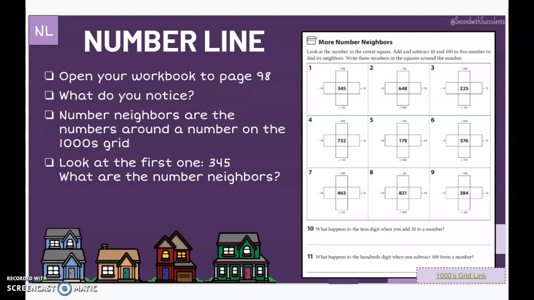Today, we will be finding more number neighbors. Open your Number Corner book to page 98. Have a look at this page and think about what you might notice. This page may look similar and different than our first number neighbors page. Let's have a closer look to see what we notice.